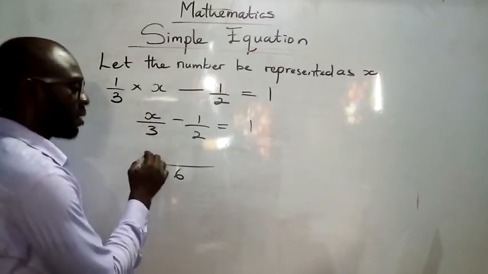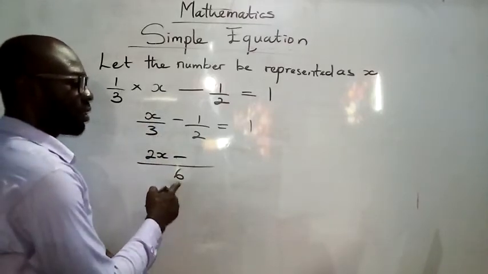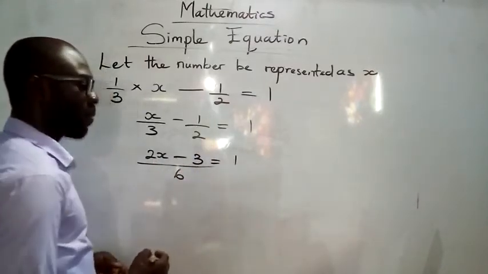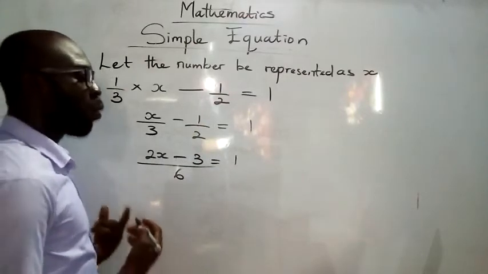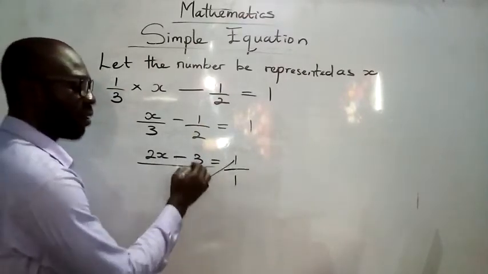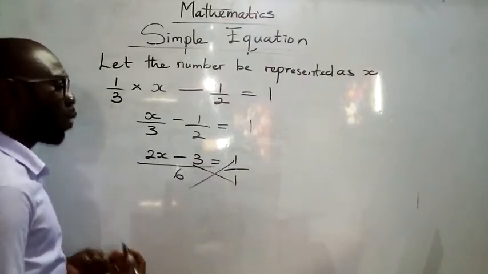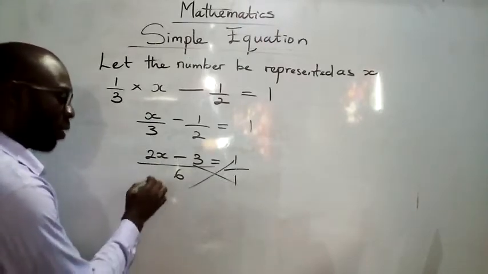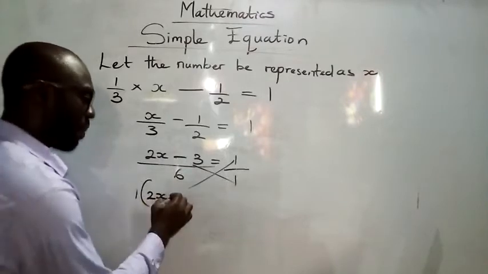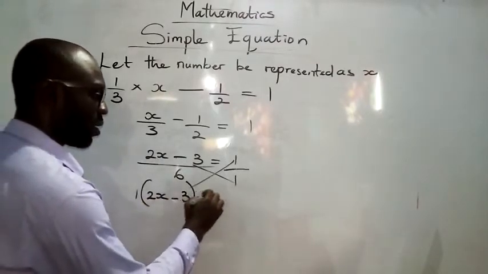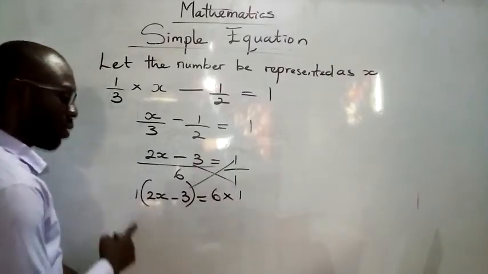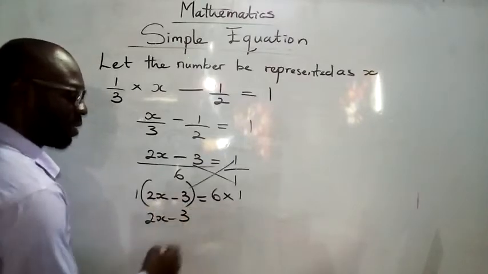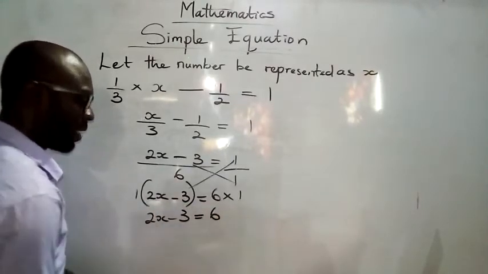2 multiplied by x is 2x. Take away 6 divided by 2, 3. 3 multiplied by 1, 3. Equal to 1. So, as it stands, we put 1 here and cross multiply. When we cross multiply, we have 1 open bracket 2x minus 3 close bracket equal to 6 multiplied by 1. 1 multiplied by 2x is 2x. 1 multiplied by 3 is 3. 6 multiplied by 1 is 6.